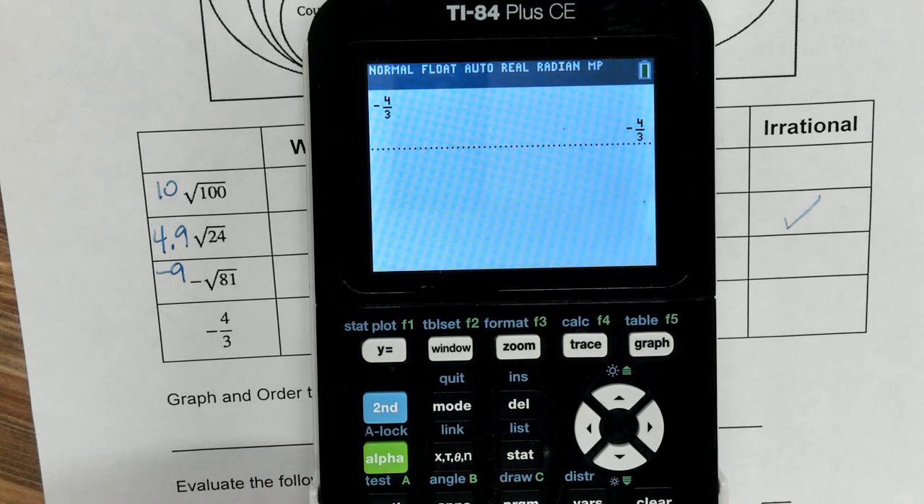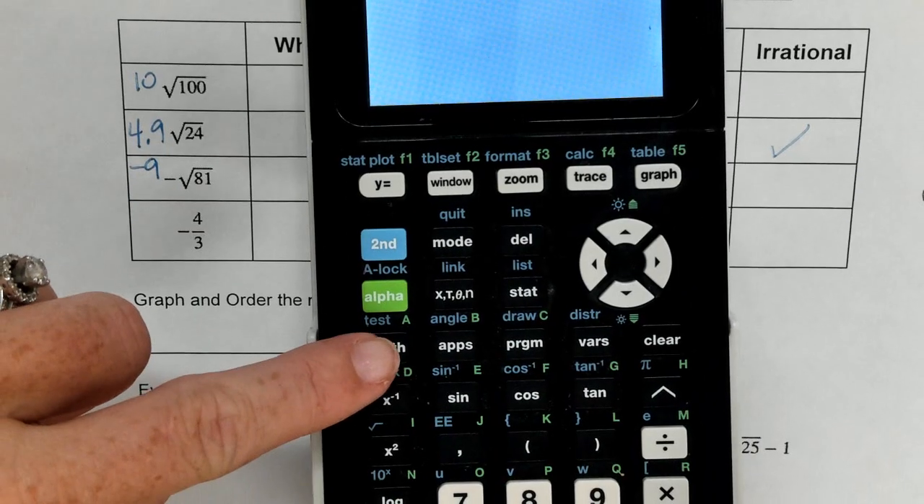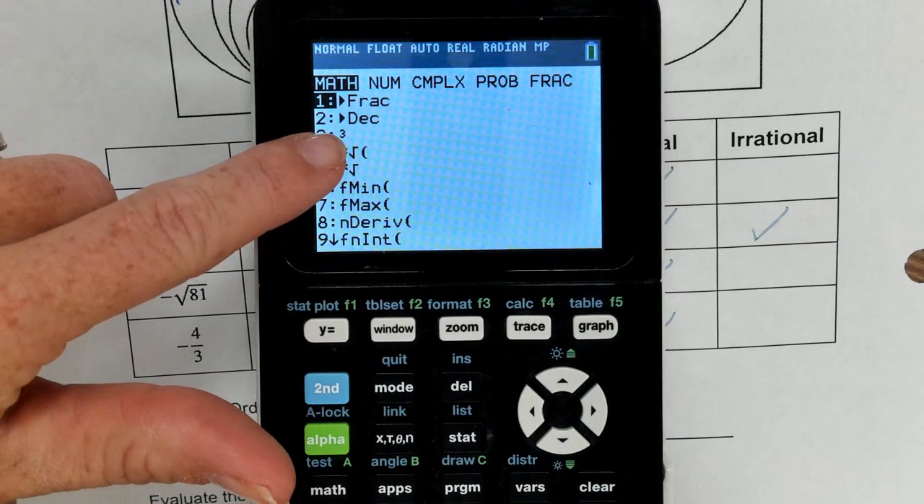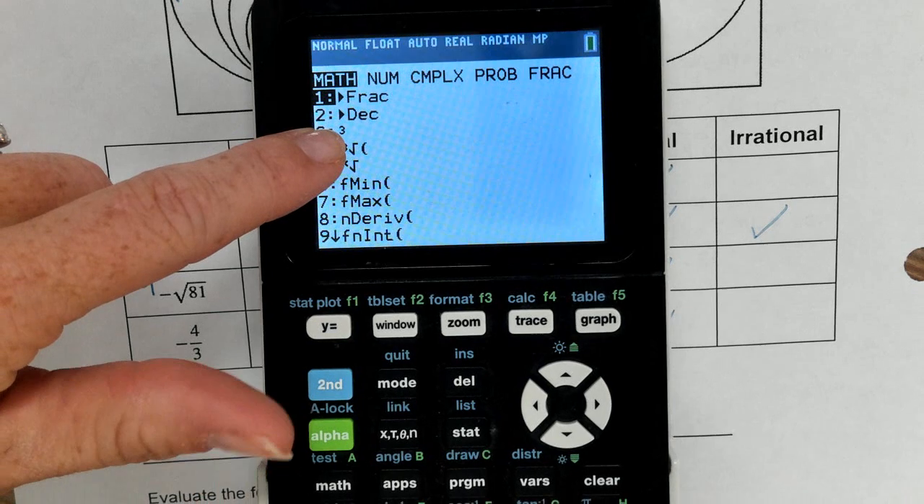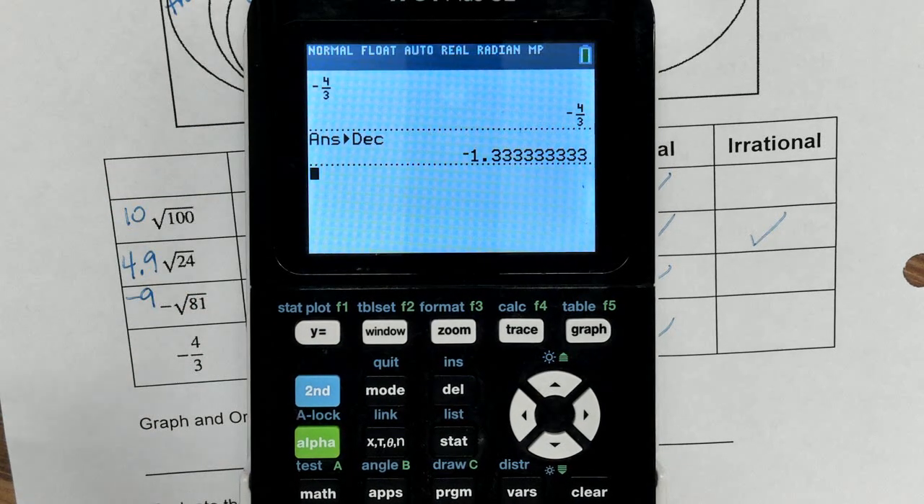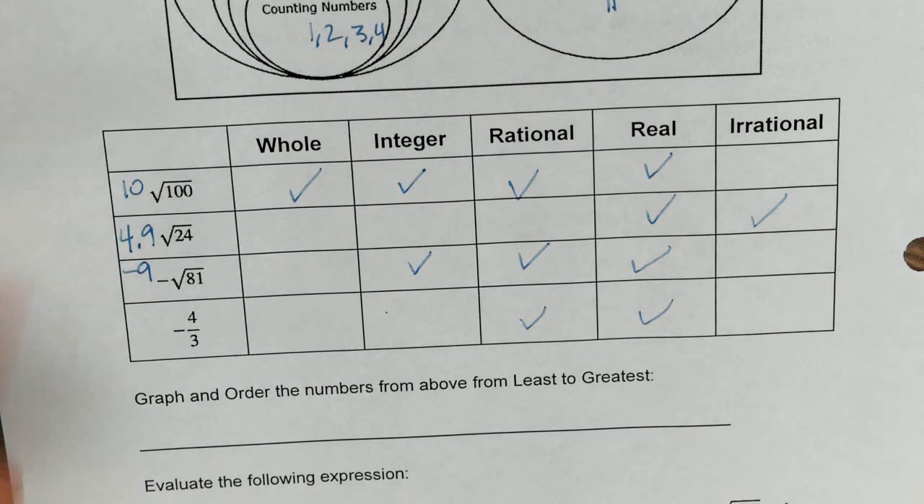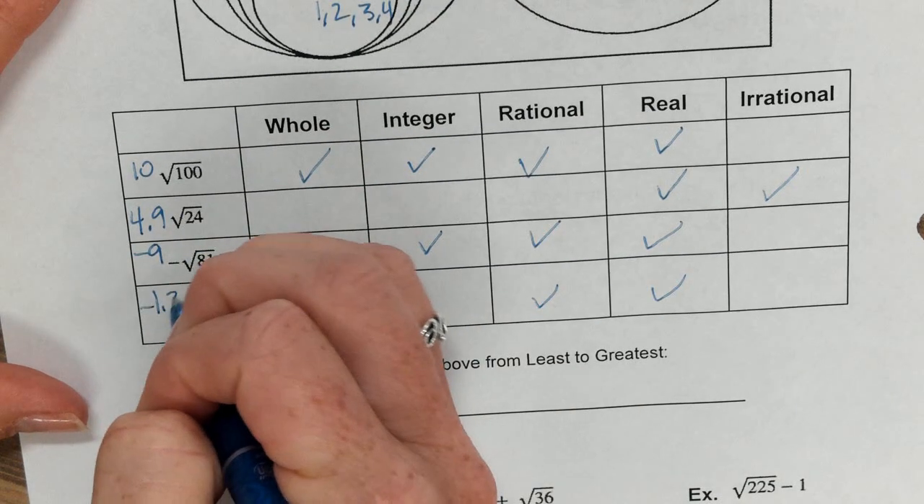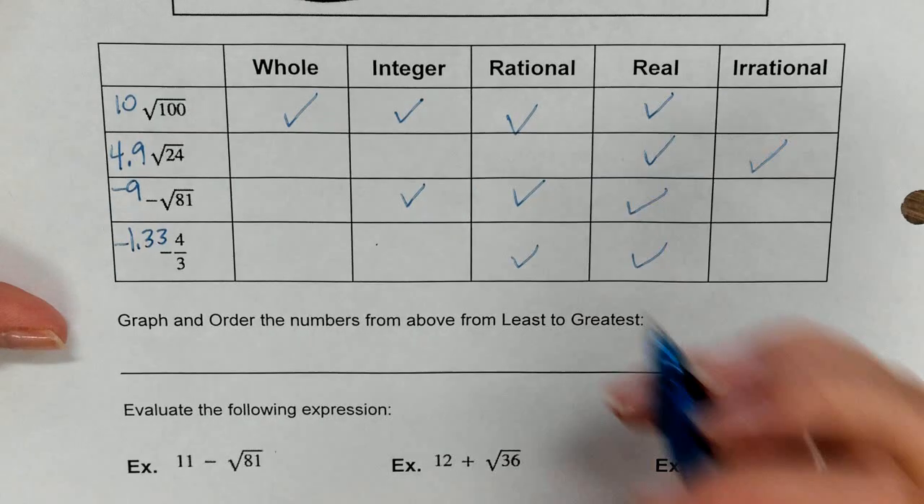Everybody go put in negative 4/3, and then hit the math button right here. What option are we going to choose? 2 for decimal. And say, yes, I want you to turn my answer to a decimal. So I owe $1.33.